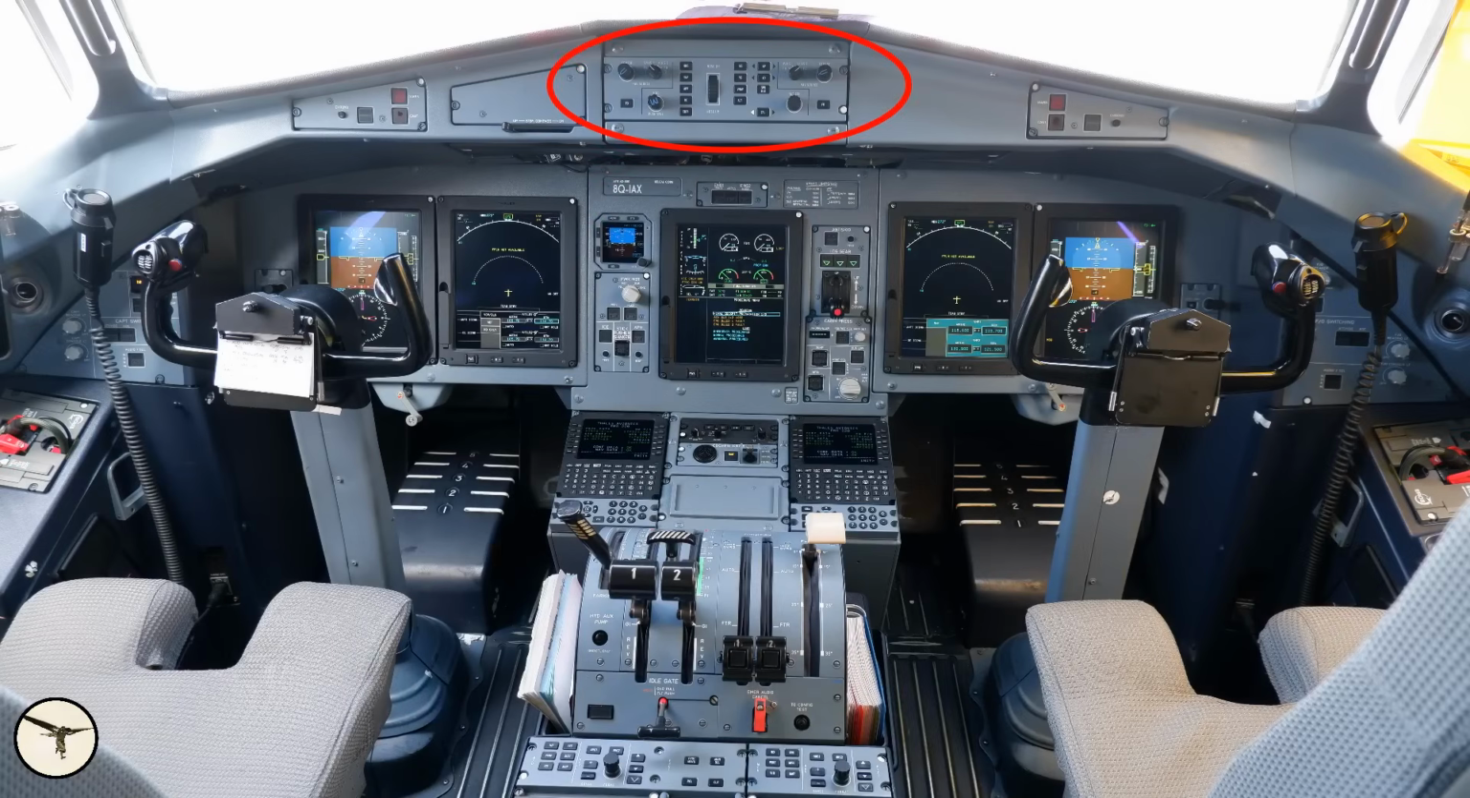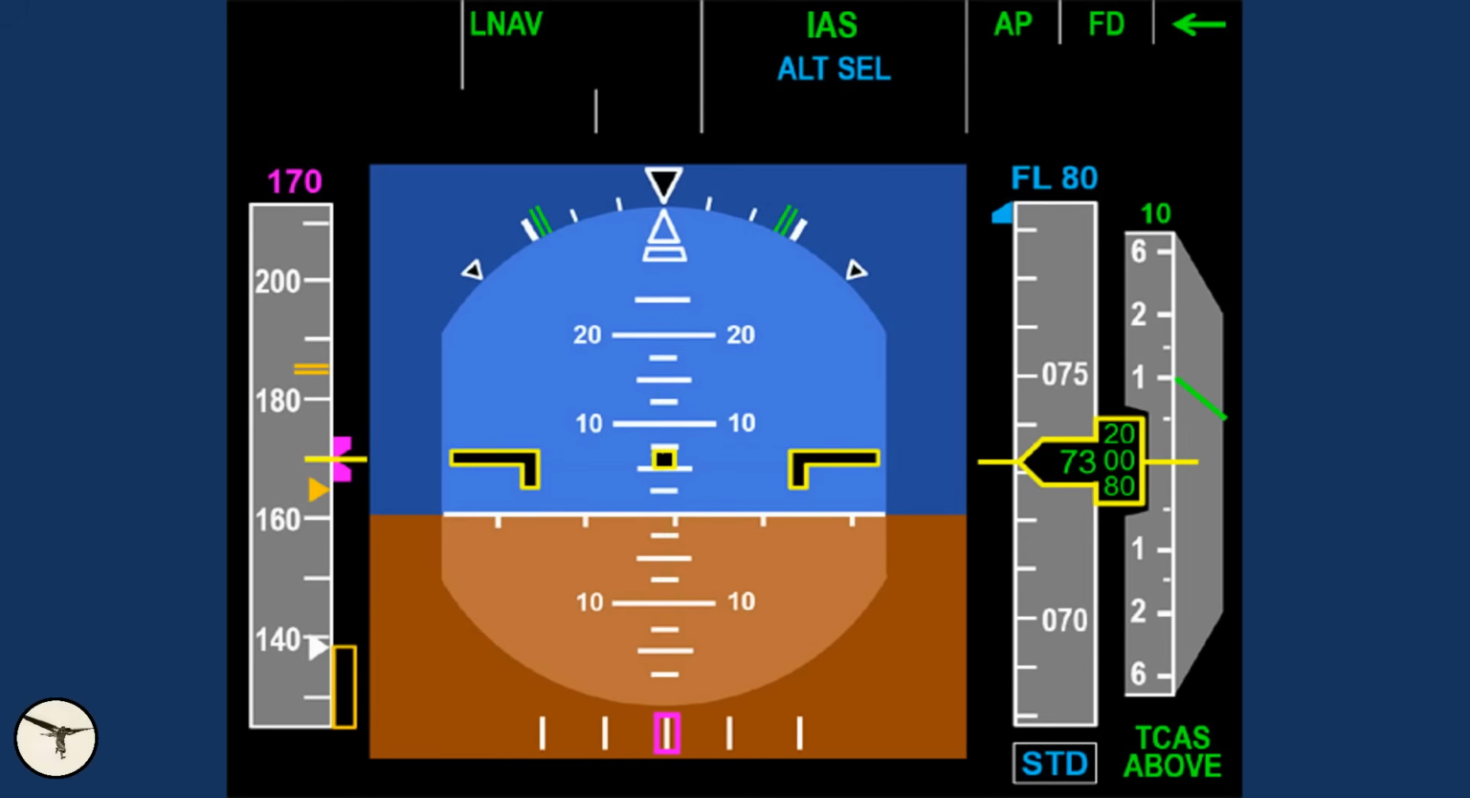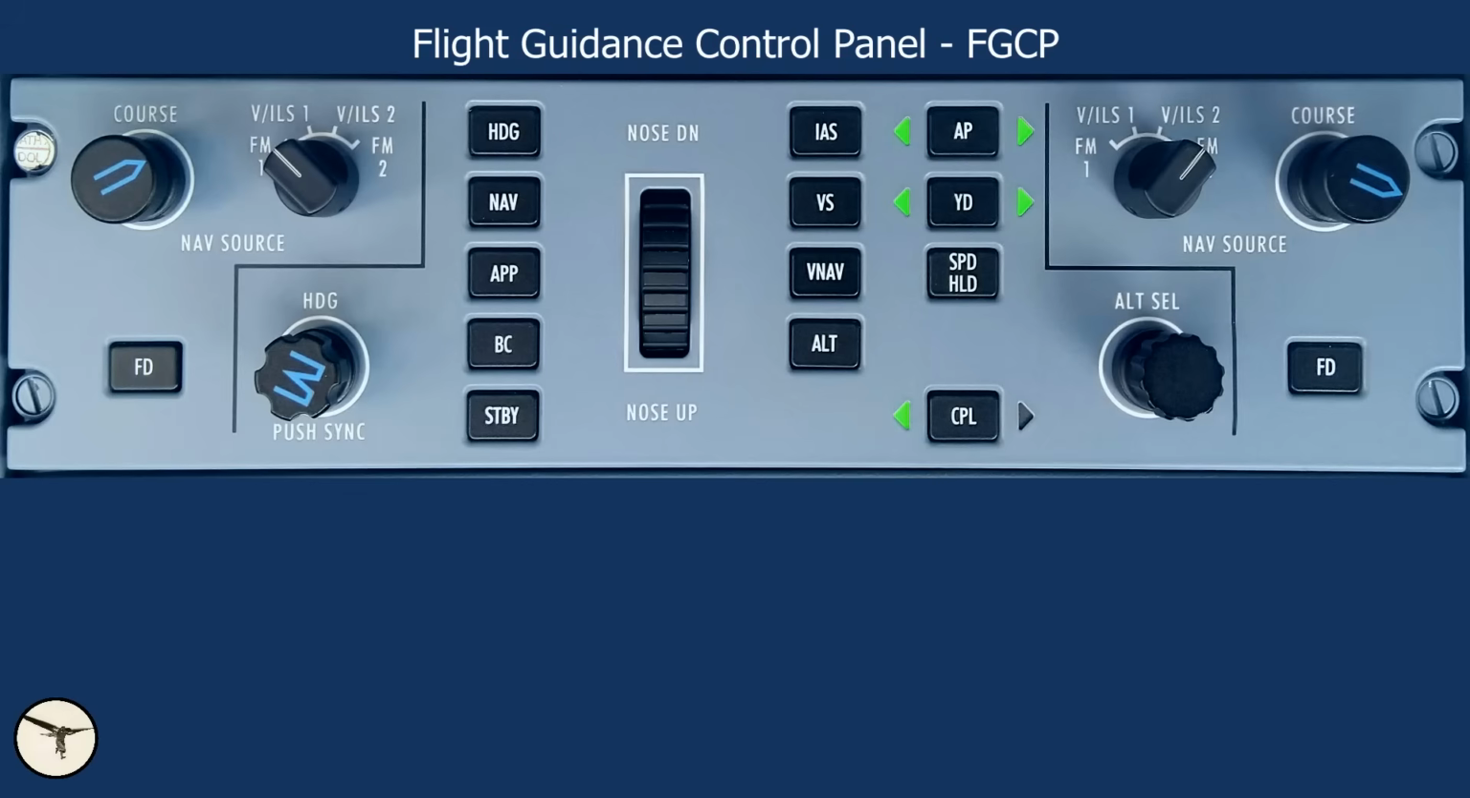The Flight Guidance Control Panel, FGCP, serves as the primary interface between the pilot and the autoflight system. The panel is divided into 3 sections, with individual controls for each pilot on either side. The FD push buttons toggle the flight director bars on and off on the associated ADI, although the flight director modes remain active. The course and nav source controls will be explained in the navigation mode chapter.